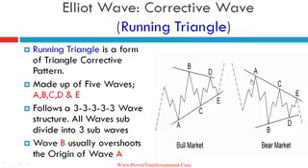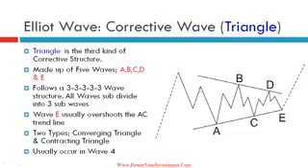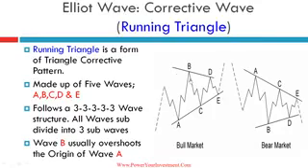Now apart from contracting triangles and expanding triangles, there is one more form of triangle which is called the running triangle. The running triangle again is made up of 5 waves. It again follows the 3-3-3-3-3 subwave structure. But in a running triangle, what usually happens is that wave B overshoots the origin of wave A. If you go back to previous images, wave B never overshot the origin of wave A. But in a running triangle, wave B usually overshoots the origin of wave A. That's the only difference.